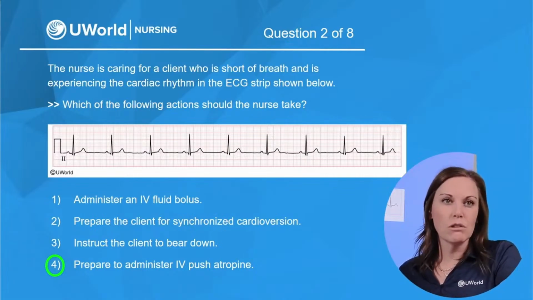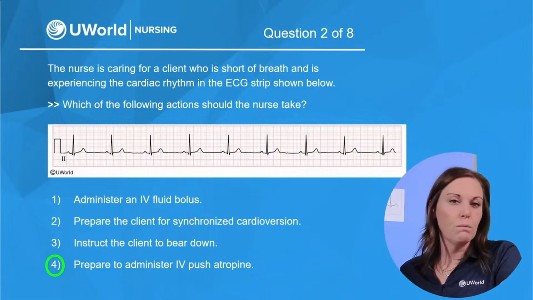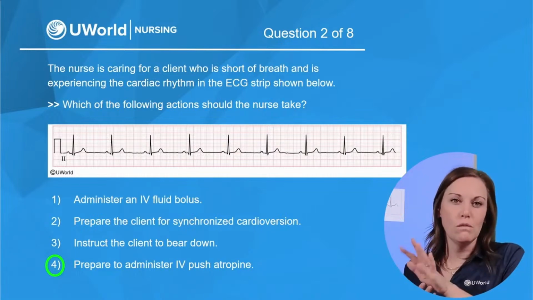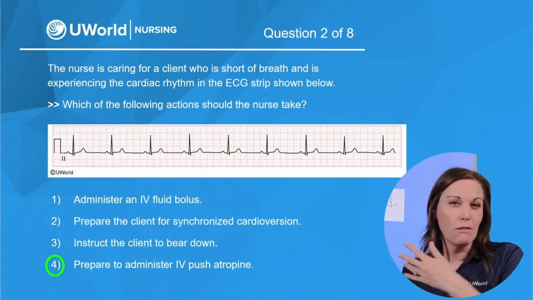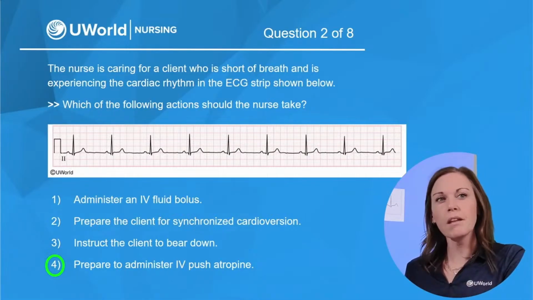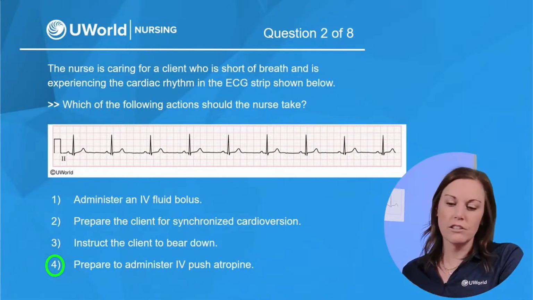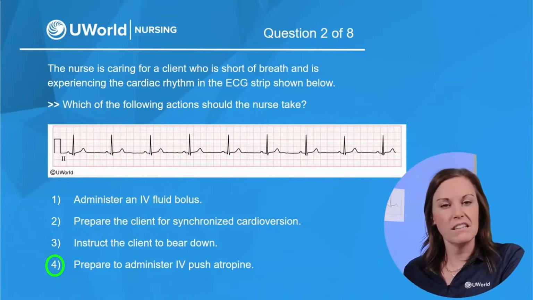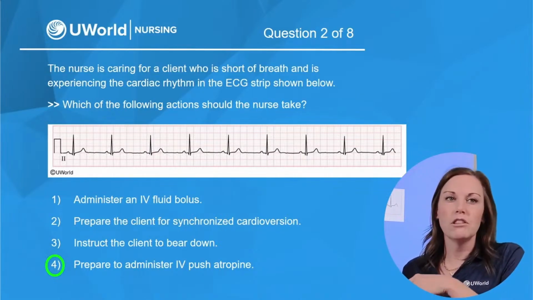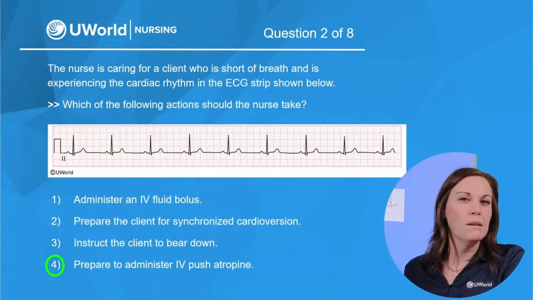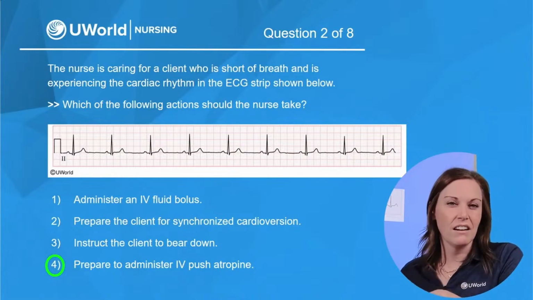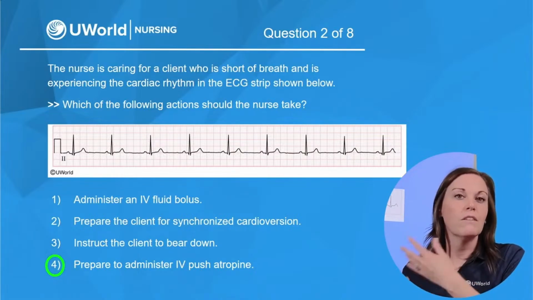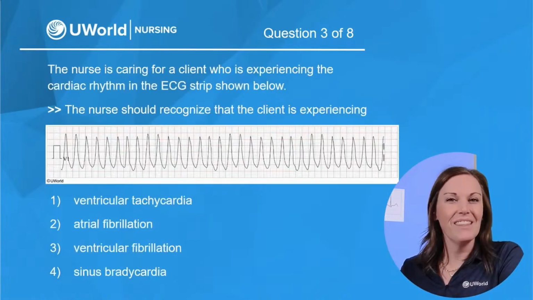What we see in option 1, administer an IV fluid bolus, would maybe be what we would do for someone that has tachycardia, maybe from dehydration. Option 2, synchronized cardioversion, isn't going to be the fix for this client. And option 3, instruct the client to bear down, would be something we would do for SVT, supraventricular tachycardia. So hope that's helpful.